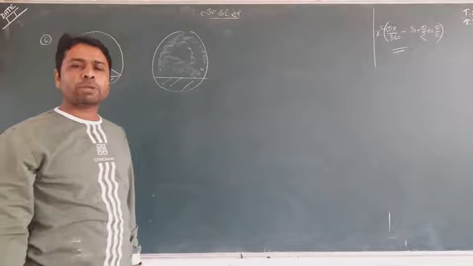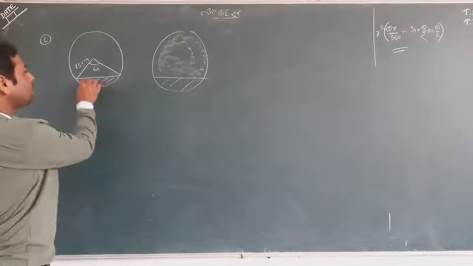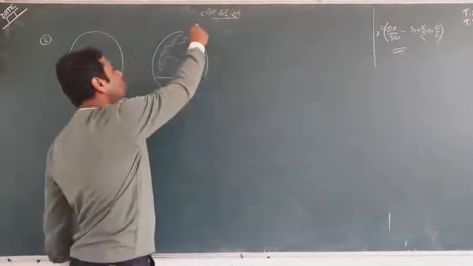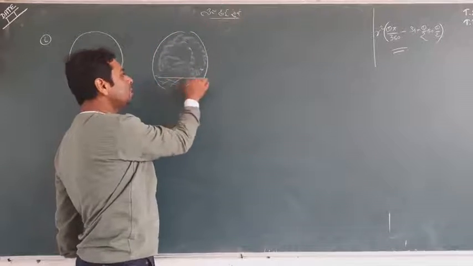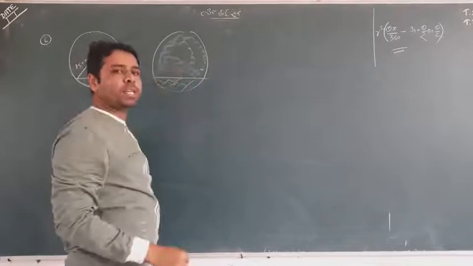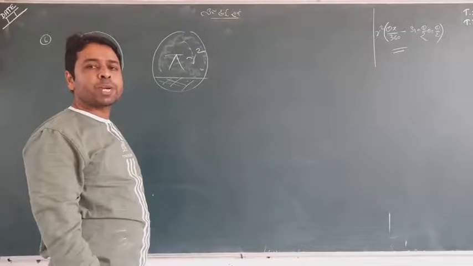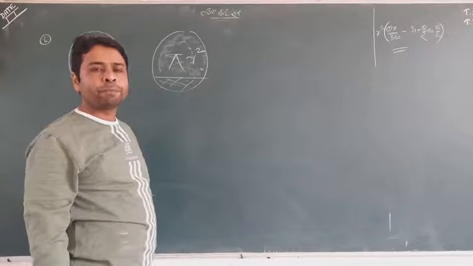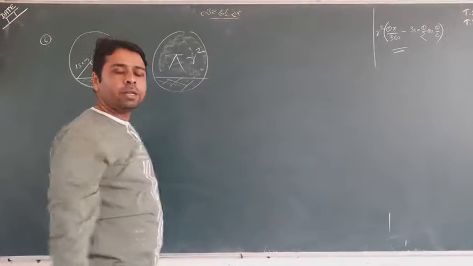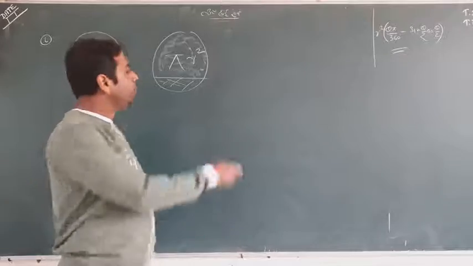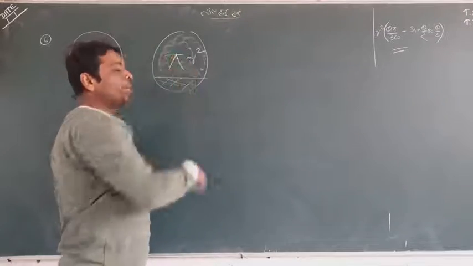So again the same strategy we will adopt. We will find the minor segment, and after finding the minor segment, we will subtract this minor segment from the area of the circle. What is area of circle? You know it. Area of circle is pi r square. So we will subtract the minor segment from the whole area of the circle. So we can find easily this particular major segment.